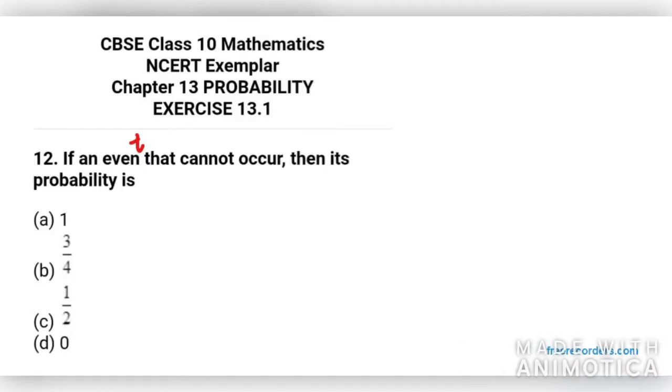Hello all, I would be covering NCERT Exemplars of class 10th probability chapter. So let's start with it.